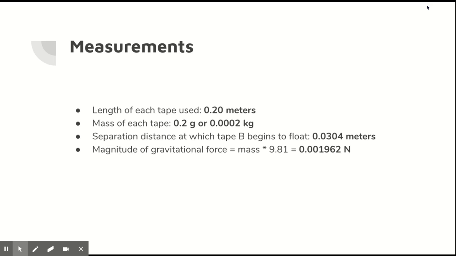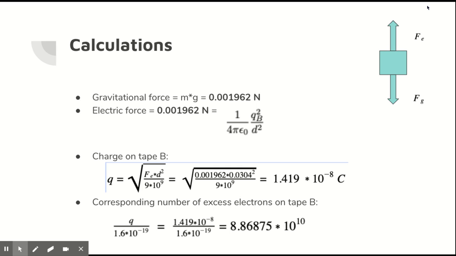The separation distance at which tape B begins to float is 0.0304 meters. The magnitude of the gravitational force I calculated by doing mass times 9.81, and I got 0.001962 newtons. As I said before, for gravitational force I did m times g, and the electrical force would be the same as the gravitational force in this instance, so it would also be 0.001962 newtons.